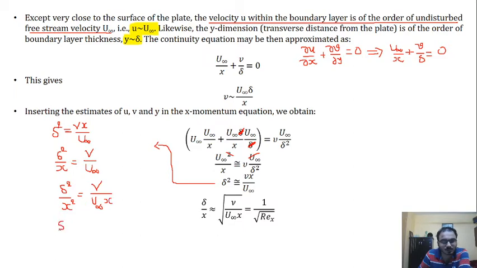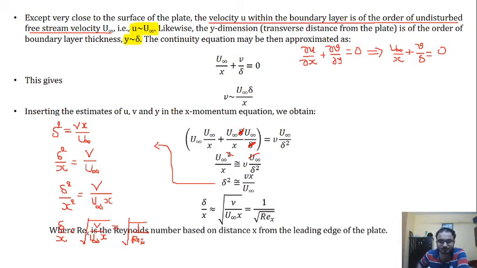So now delta upon x is equal to square root of nu upon u infinity into x, which is nothing but the inverse of Reynolds number, that is 1 upon square root of Rex, where Rex is the Reynolds number based on the distance x from the leading edge of the plate.